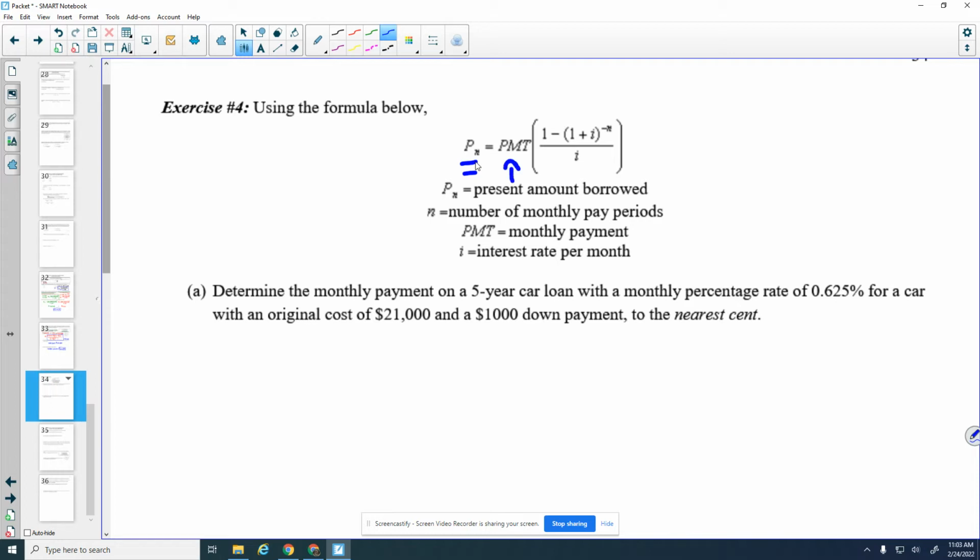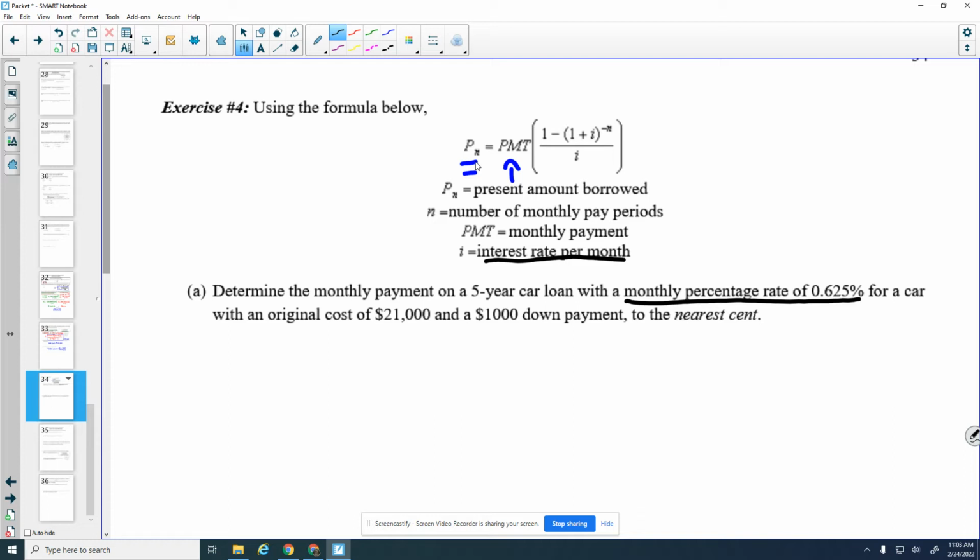Another thing to note is that here the interest rate is per month. From everything I've seen, that always matches up with the information you're given. So here it's a monthly percentage rate, whereas usually we have a yearly percentage rate. So we don't have to do anything different in terms of changing time periods, but that's our formula.